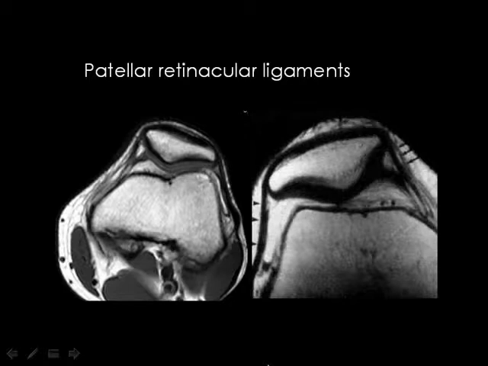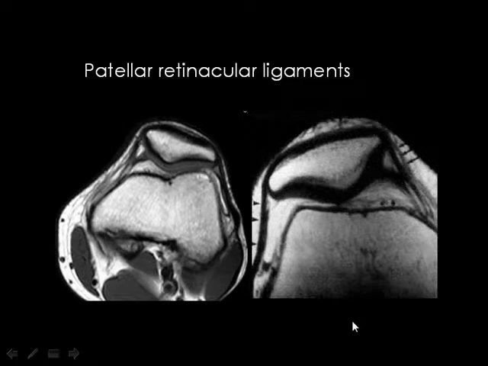Then we come to the patellar retinacula, which are the ligaments connecting the patella to the femur. You have one lateral and one medial retinaculum. In order to know the lateral from the medial, you should see the fibula. The fibula is the indicator of the lateral aspect of the knee. But usually in these sections, you cannot see the fibula.